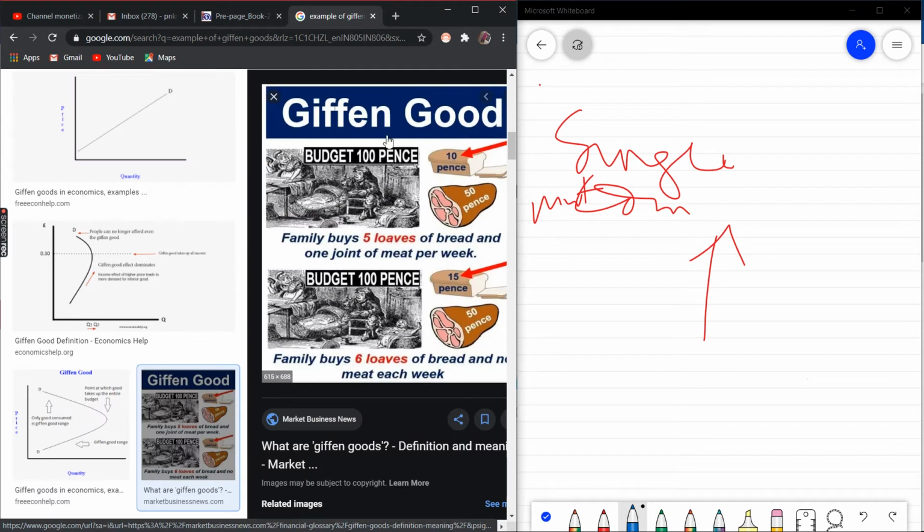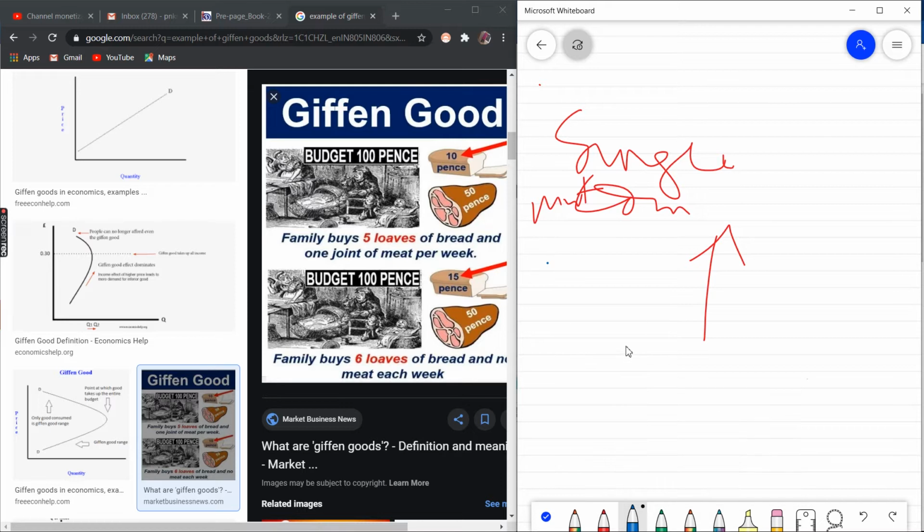Okay, here there is an example of Giffen goods. A family buys 6 loaves of bread and 1 joint of meat per week when the price of bread is 10 rupees. When it's 15 rupees, the family buys 6 loaves of bread and no meat each week. When you look at it, what is different in Giffen goods is the demand due to an increase in the price level.